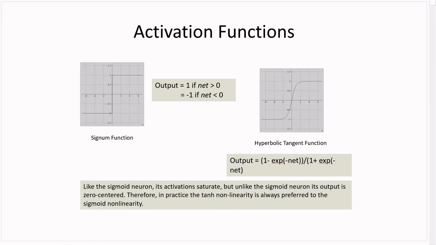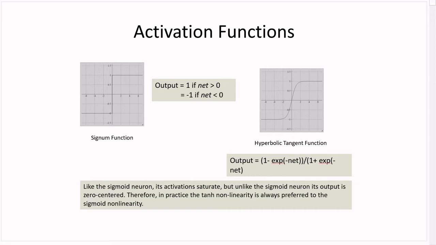Instead of having unipolar activation functions, one can also go for bipolar activation functions. So instead of a unipolar threshold nonlinearity, we can have a bipolar threshold nonlinearity, which is known as the signum function. In this case, the output is 1 if the net is positive, and the output is minus 1 if the net is negative.